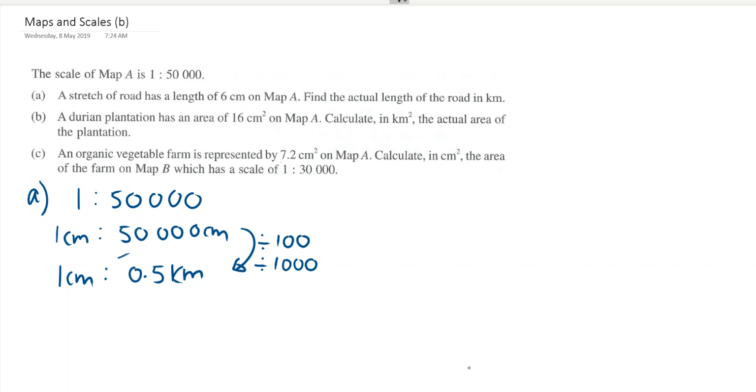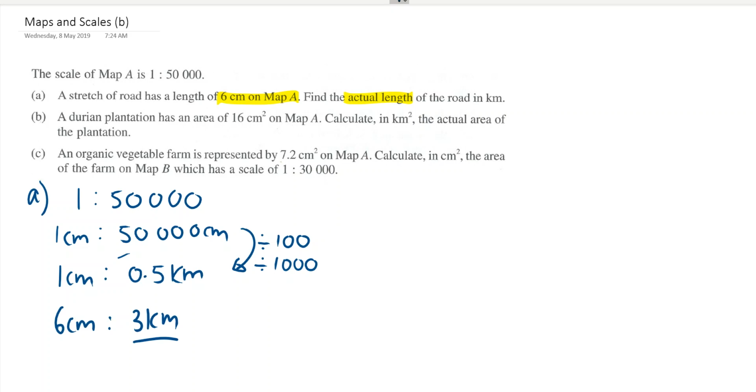Next, a stretch of road has 6 cm on map A, find the actual length. This is a pretty standard question. So 6 cm is to 0.5 times 6, and that would be 3 kilometers. And this is my answer for the first part.